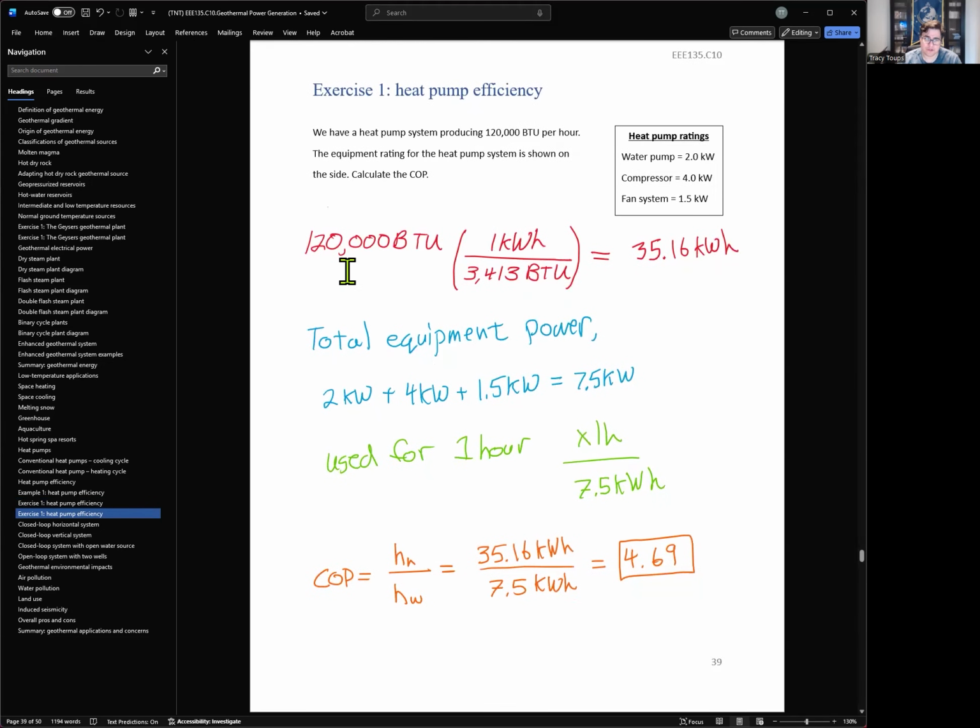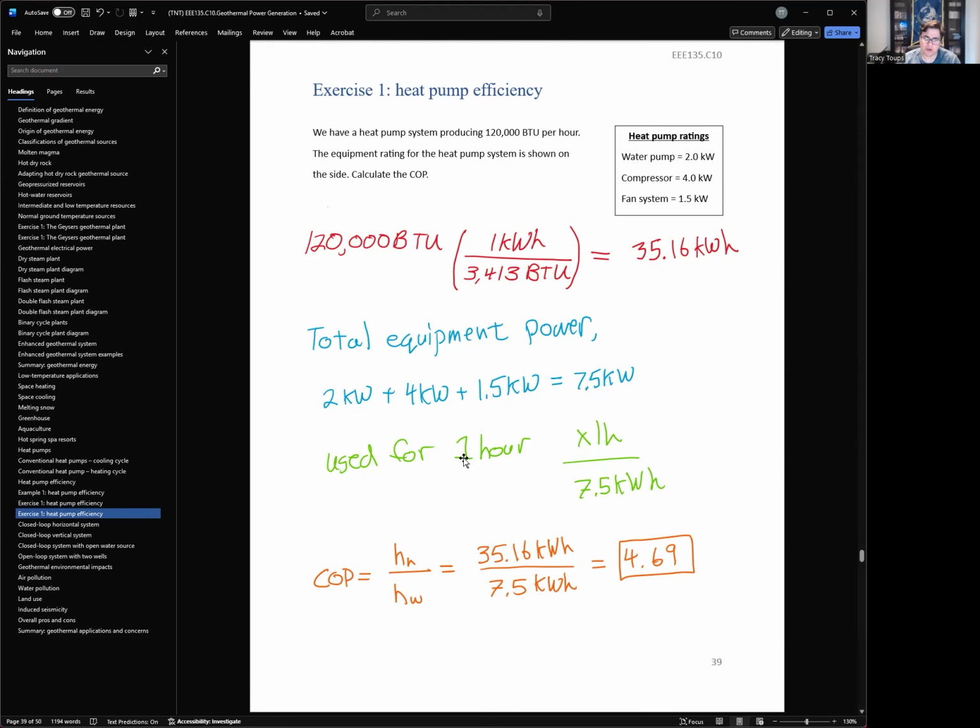All right, so first thing, we have 120,000 BTUs. So we convert that to kilowatt hours. Take 120,000 divided by 3,413, we get 35.16 kilowatt hours. Total equipment power, put everything together: 2 kilowatts plus 4 plus 1.5, so we get 7.5 kilowatts.